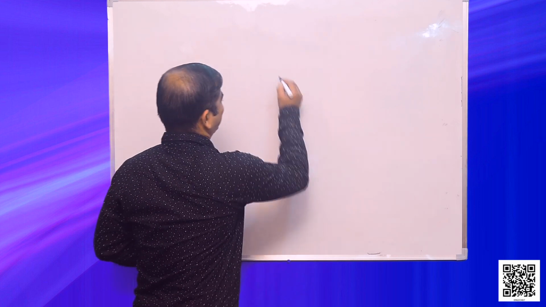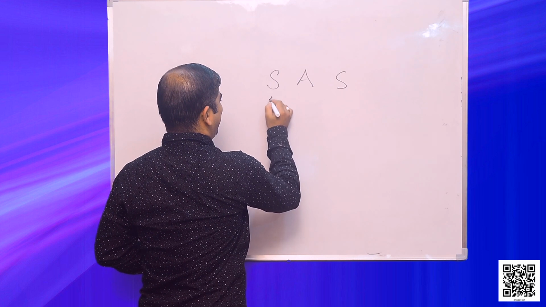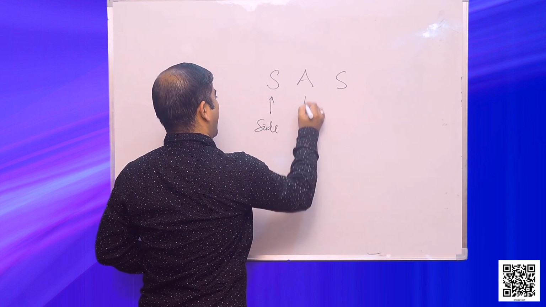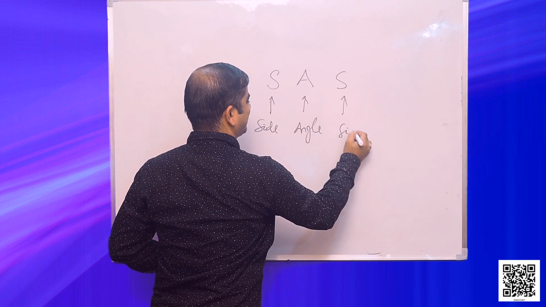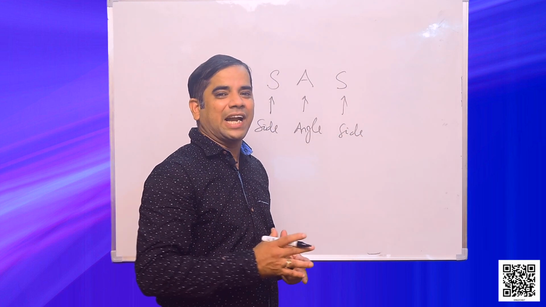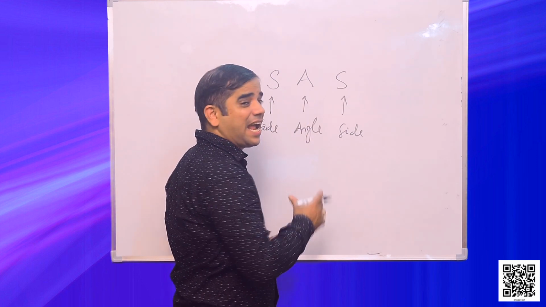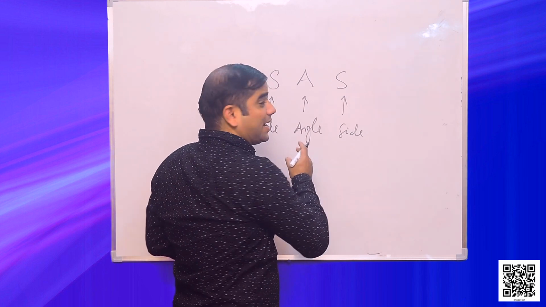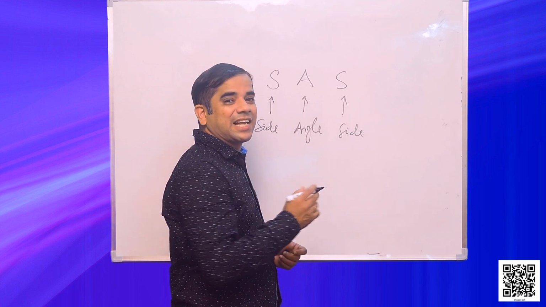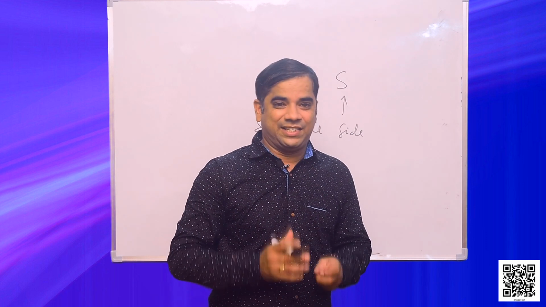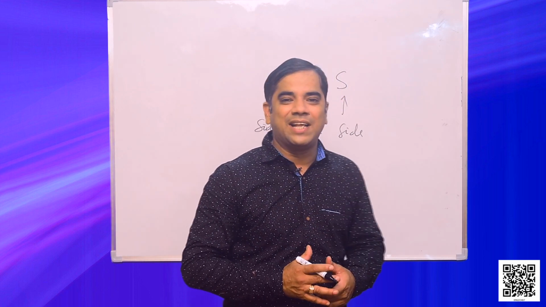What does it mean? SAS: side, angle, and side. That means in two triangles, if two corresponding sides are equal and they have an equal angle included between them, then those two triangles are congruent to each other. Okay? This is called your SAS congruence rule.